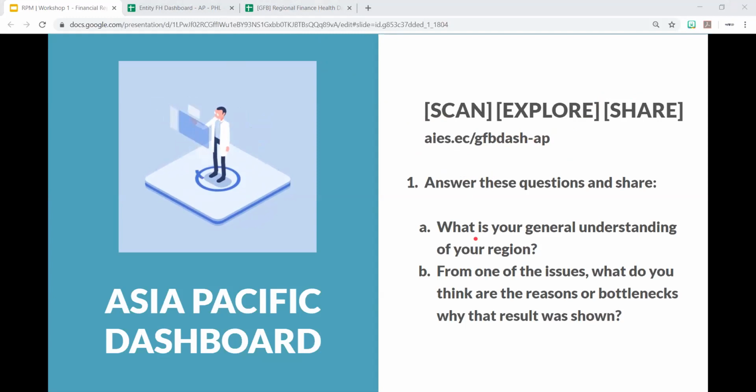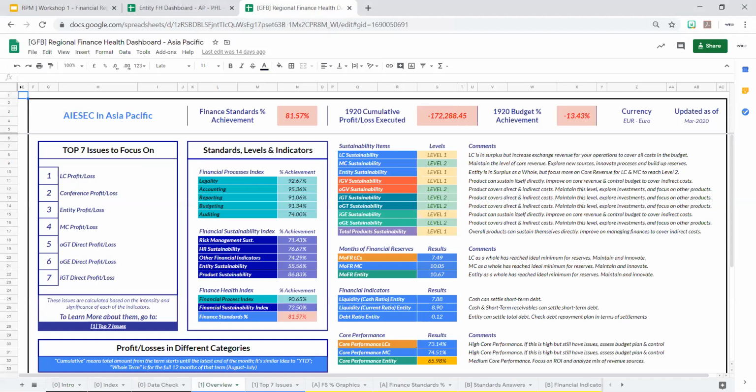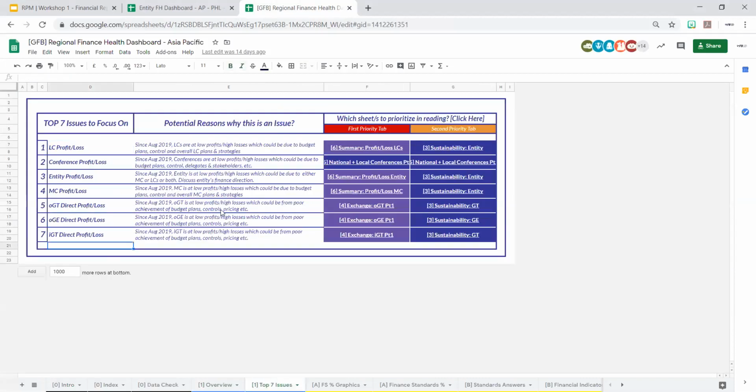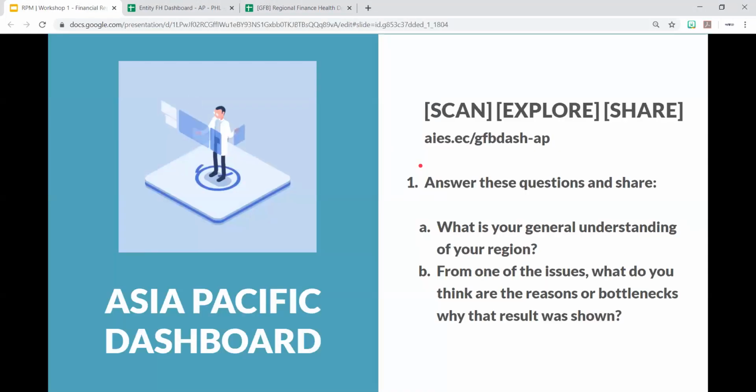I will put this slide here so that you can look at it on Zoom anytime to see the questions. In terms of the regional finance hub dashboard for Asia Pacific, go to overview, then go to top 7 issues, and then check out any function or areas that you can think of, and click. Within the next 4 minutes, check out the dashboards so that you can understand the region, and then for the 3 minutes after that, I will ask you these questions.